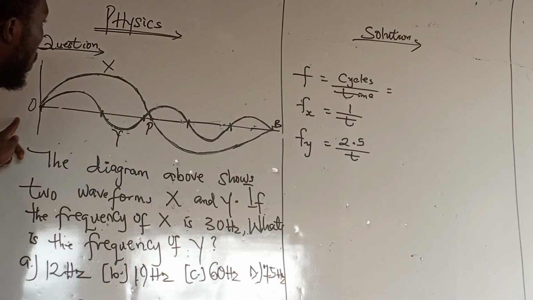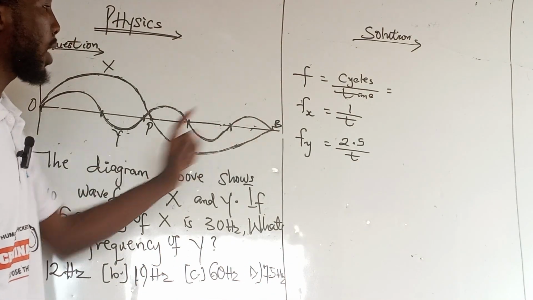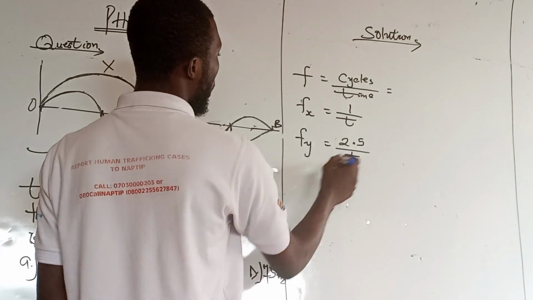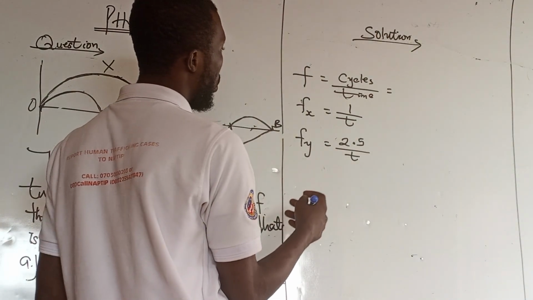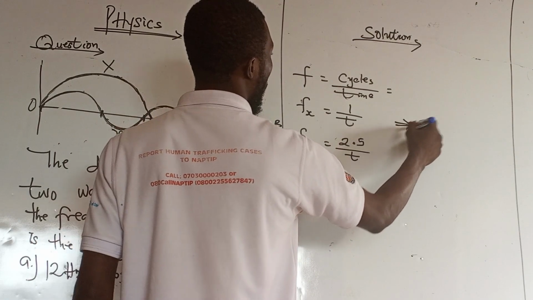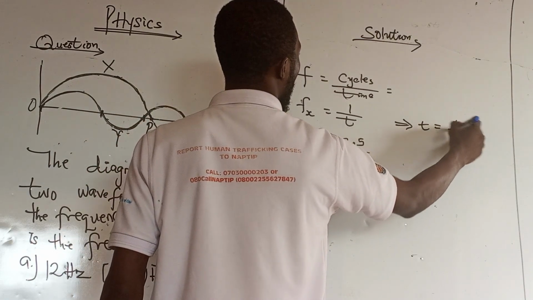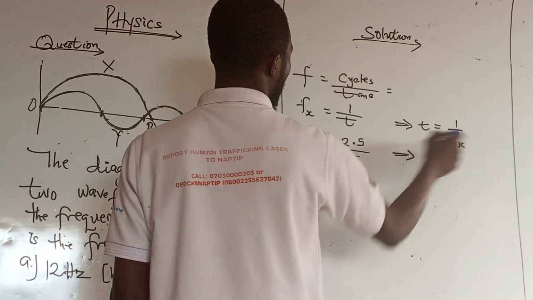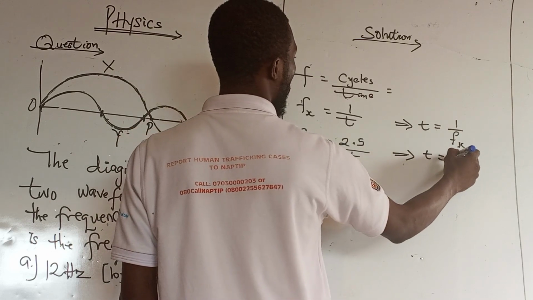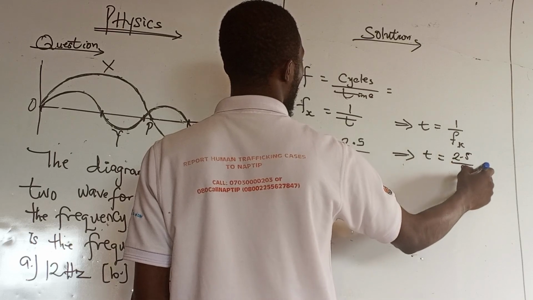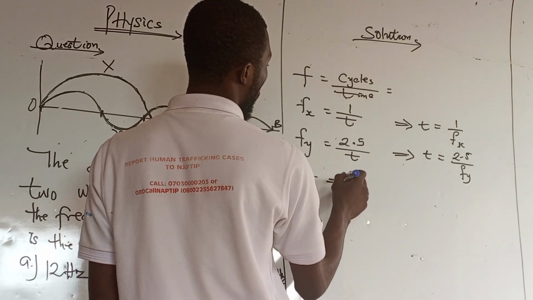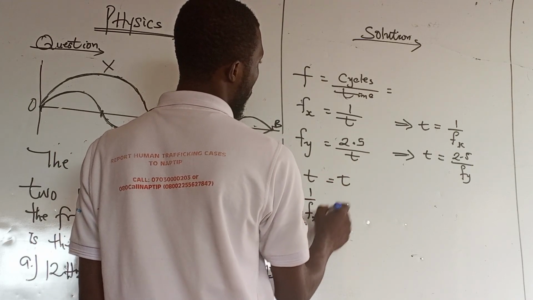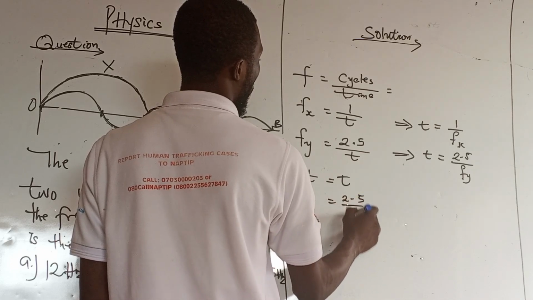But if you notice, both the waves come to an end at the same time. They cover the same distance in an equal time interval. That is to say, the time is constant. From this one, we have t equal to 1 over the frequency of x. And for this one, t equal to 2.5 over the frequency of y. So if we equate t to t, since their time is the same, we see that 1 over fx equals 2.5 over fy.